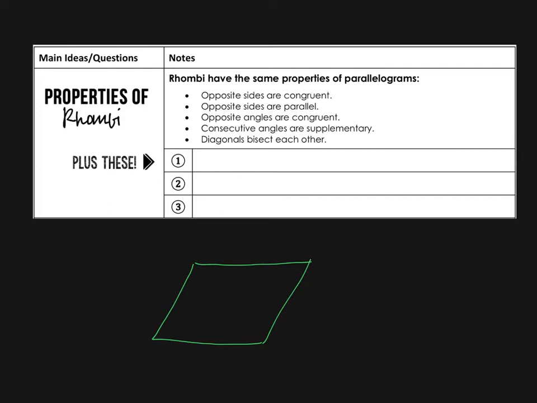For our next special quadrilateral conversation, we're going to be talking about rhombi, which is the plural of rhombus. And down here I have a picture of a rhombus, and first we'll discuss what they have in common with parallelograms. Well, just as every rectangle has the same characteristics, so does the rhombus. It has opposite sides congruent, opposite sides parallel, opposite angles congruent, consecutive angles supplementary, and the diagonals still bisect each other.